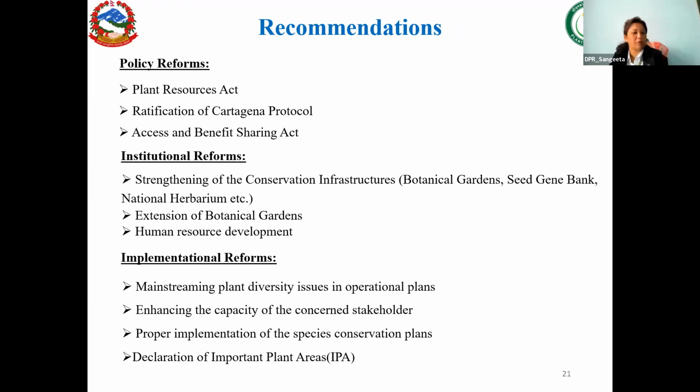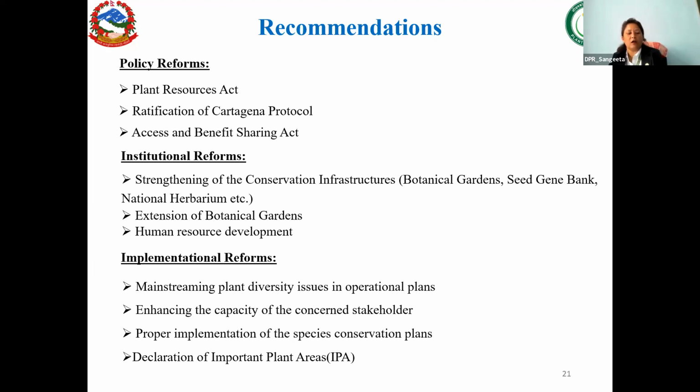So what are my recommendations? My recommendations are, first, policy reform. We should have some emergent policy reforms to conserve our plant resources. For that, we have already drafted a Plant Resources Act, and it is under discussion. So it is a must for the conservation of our plant resources.